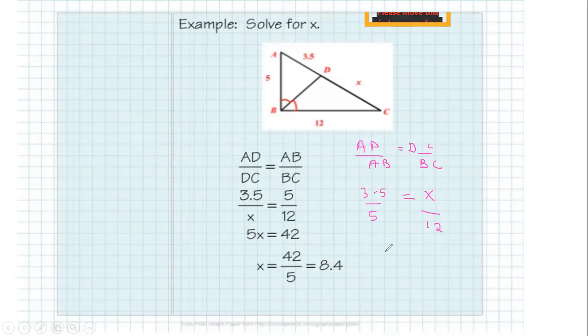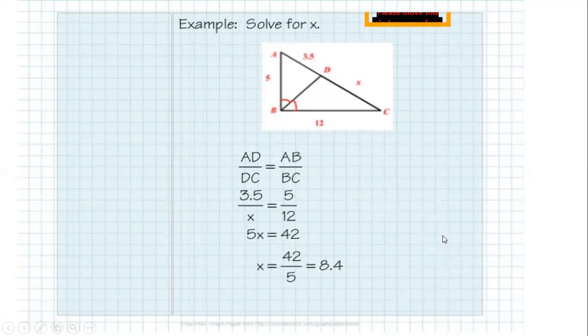So if you work out for x, you'll end up having x being equivalent to 12 multiplied by 3.5 divided by 5, and the answer for x is 8.4. If you want, you can also do it in this same way here. It is the same. The answer is similar.